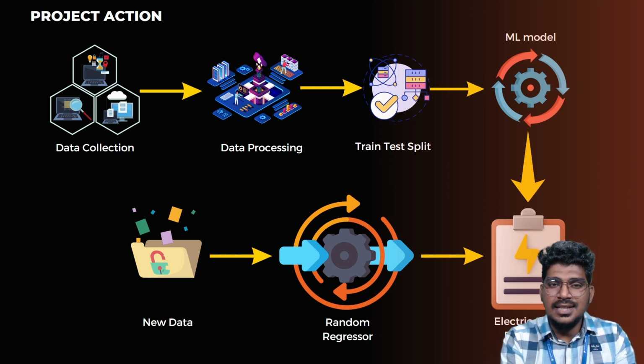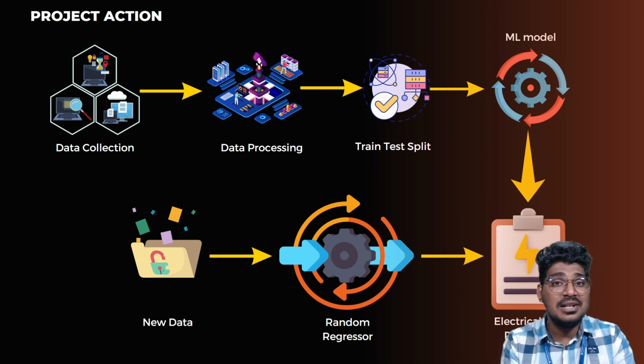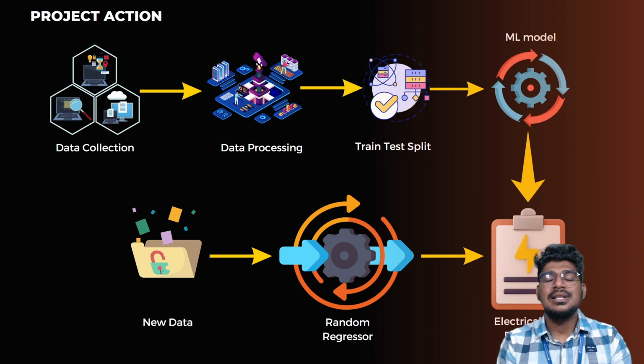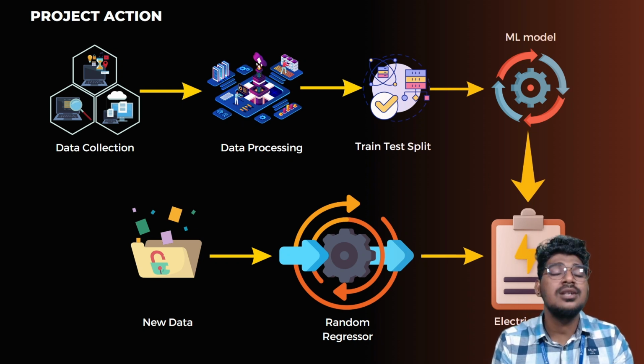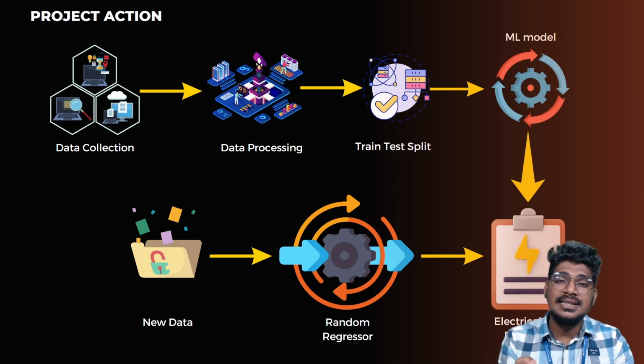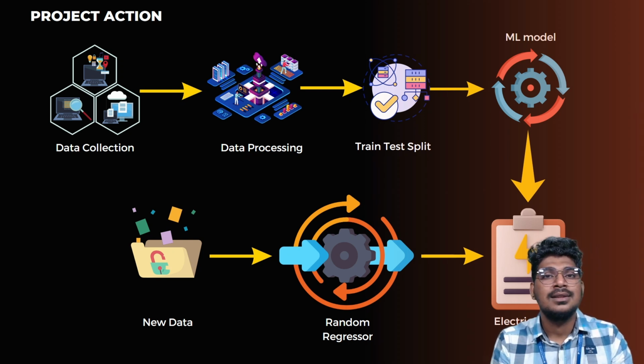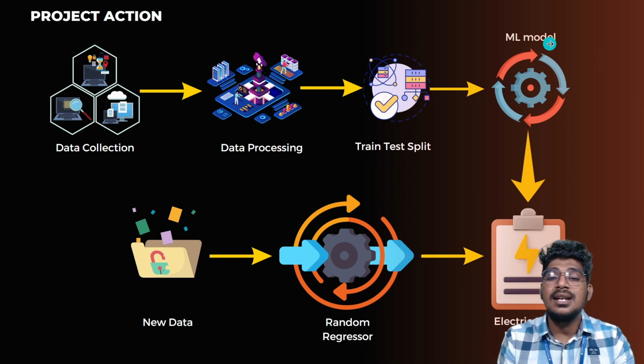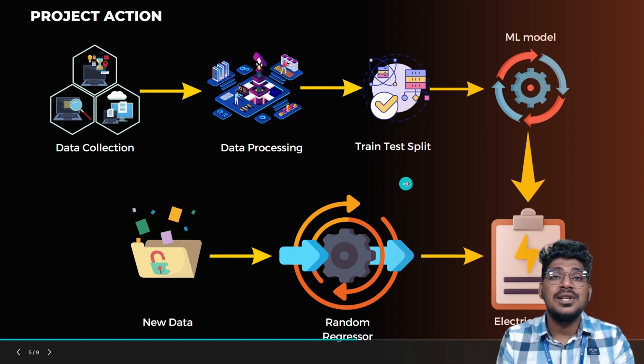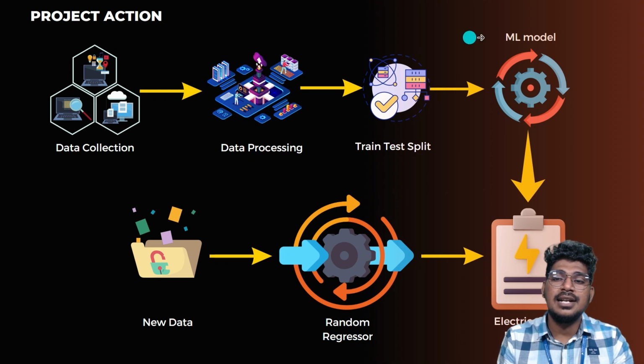After creating the training data and testing data, we are going to create a model for our particular target. What is our target? Like today, electricity price prediction. That means we are going to choose the random regression algorithm. So the machine learning model, with the help of random regression, will help to predict the prices of electricity. Once you create the model, it will be trained with the help of the training data set. That is the trained model.